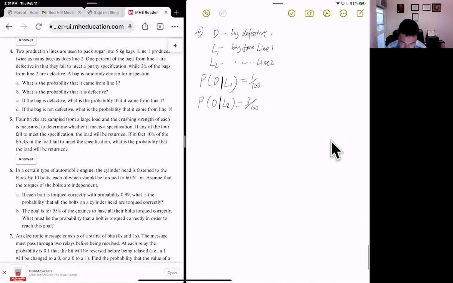Okay, if we use a Venn diagram, let's draw something. Let's say this is line 1, this is line 2, and let's use a circle to represent defective.